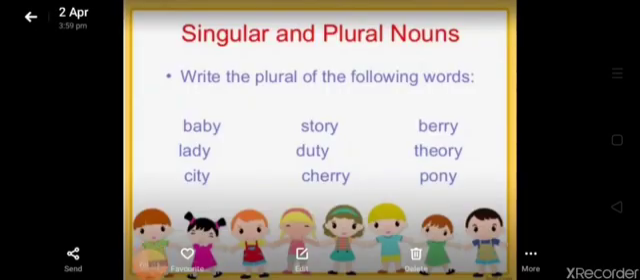Now here in the image you can see our exercise, singular and plural nouns. Write the plural of the following words: baby, lady, city, story, duty, cherry, berry, theory and pony. So what are we going to write in place of y? Yes, ies. So remove y and write down ies to make plural.